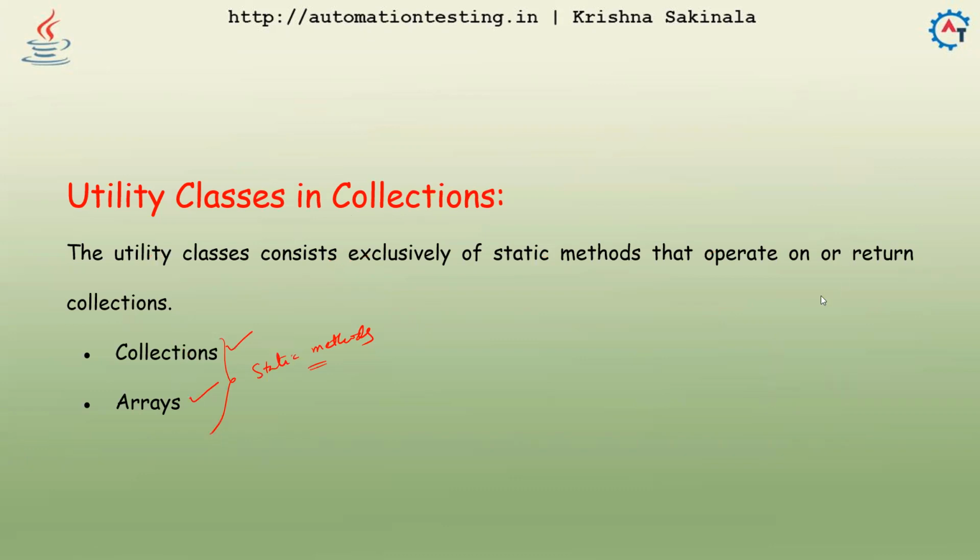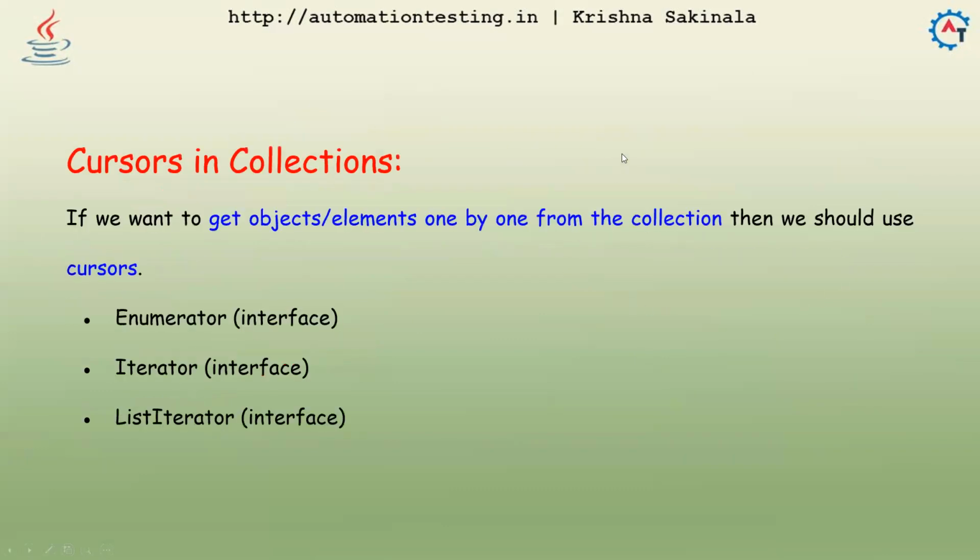Let me clear this. Another one is cursors in collections. We have utility classes, and in the same way you have cursors. If I want to get elements or objects one by one from the collection, then we should use cursors. In the cursors, we have three types: Enumeration, Iterator, and ListIterator. All three are interfaces. With the help of these, we can iterate over the collection and get elements one by one.